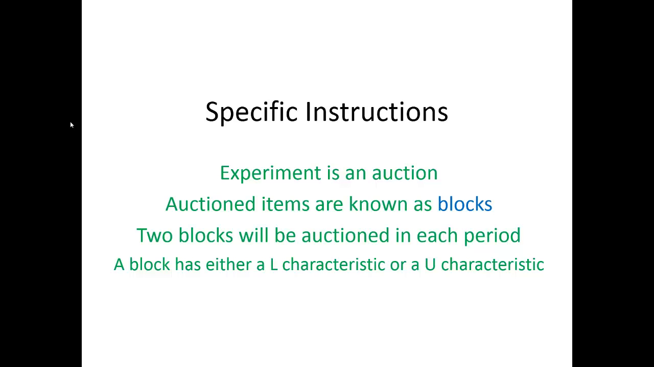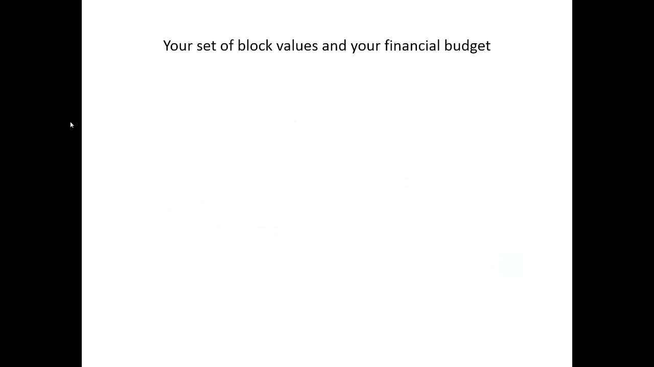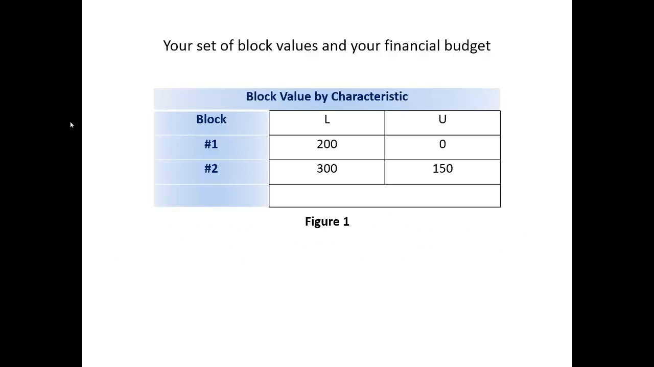In contrast, a U characteristic designates common ownership, in which the rights to use the corresponding block are shared with other parties. At the beginning of each period, you will be assigned a value in e-dollars that you place on each block depending on which characteristic the auction assigns to that block. For illustrative purposes, assume that at the beginning of the period you are assigned a set of block values and the financial budget as shown in Figure 1.